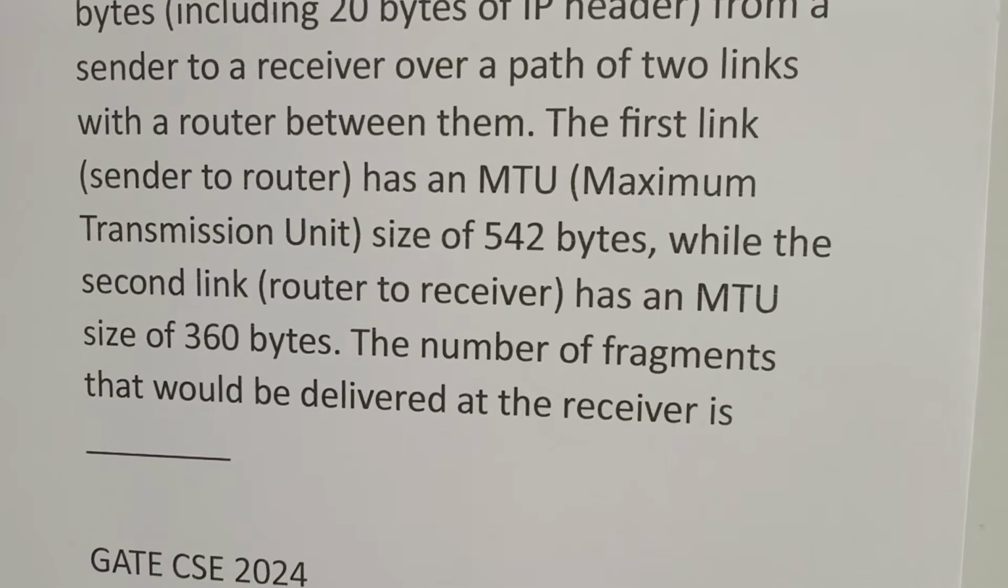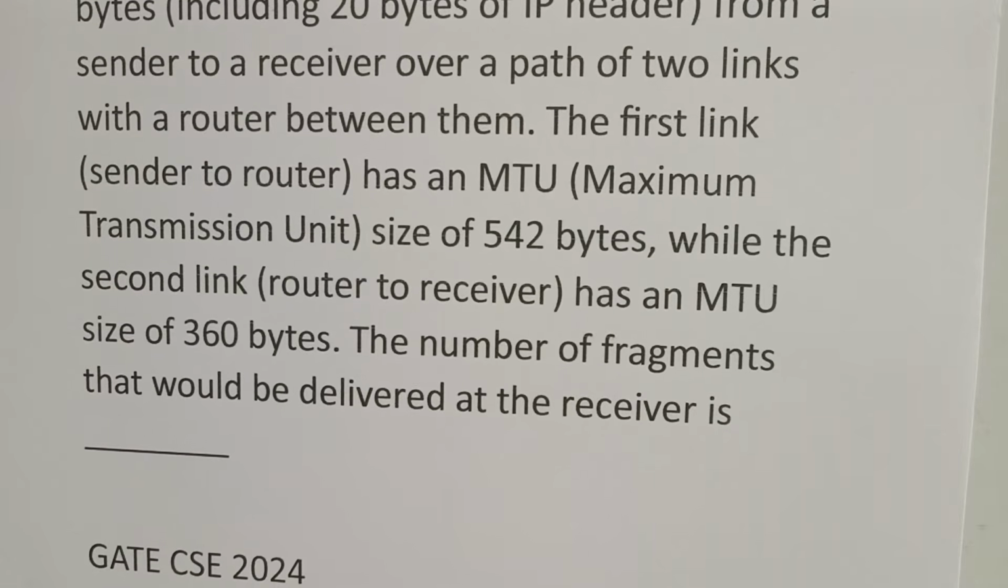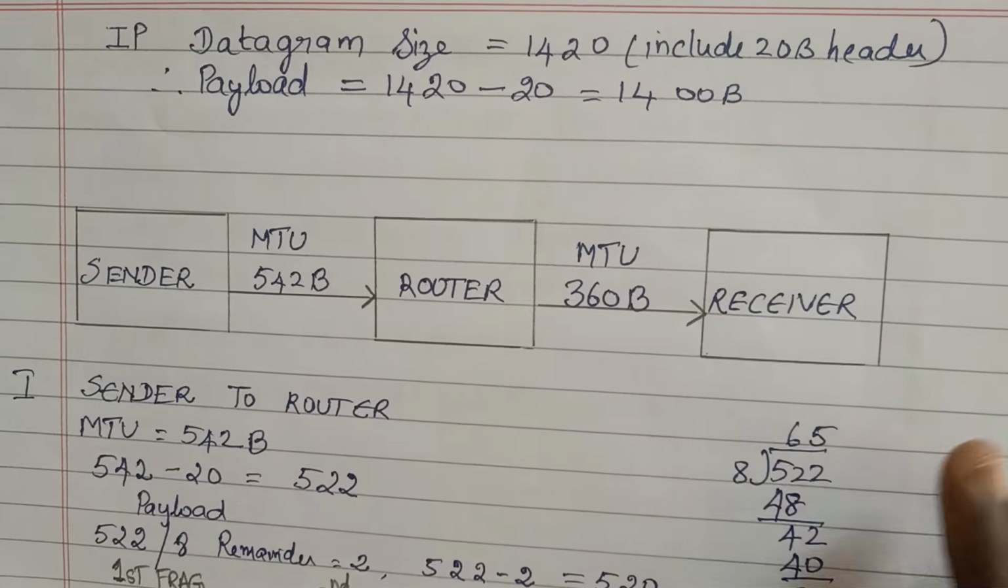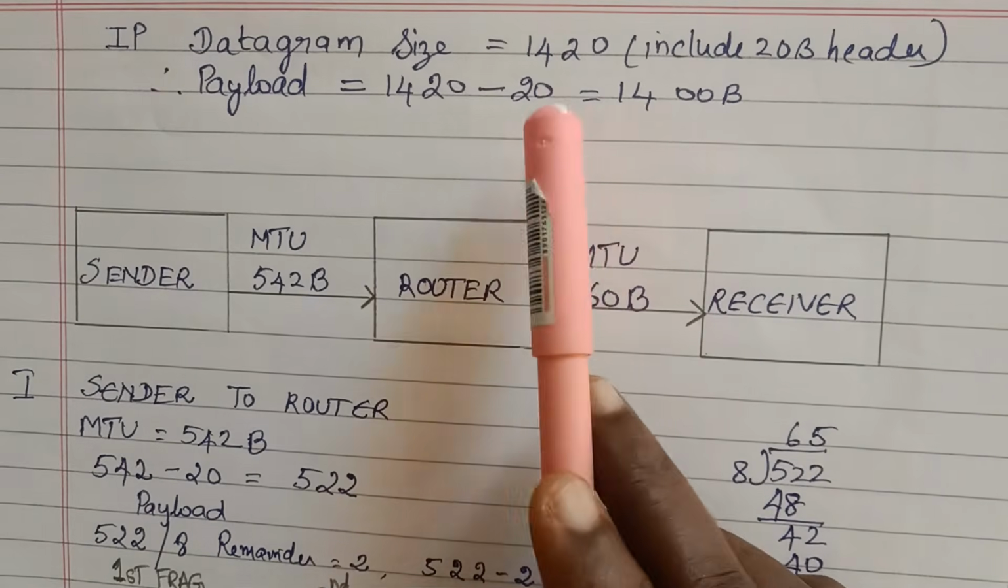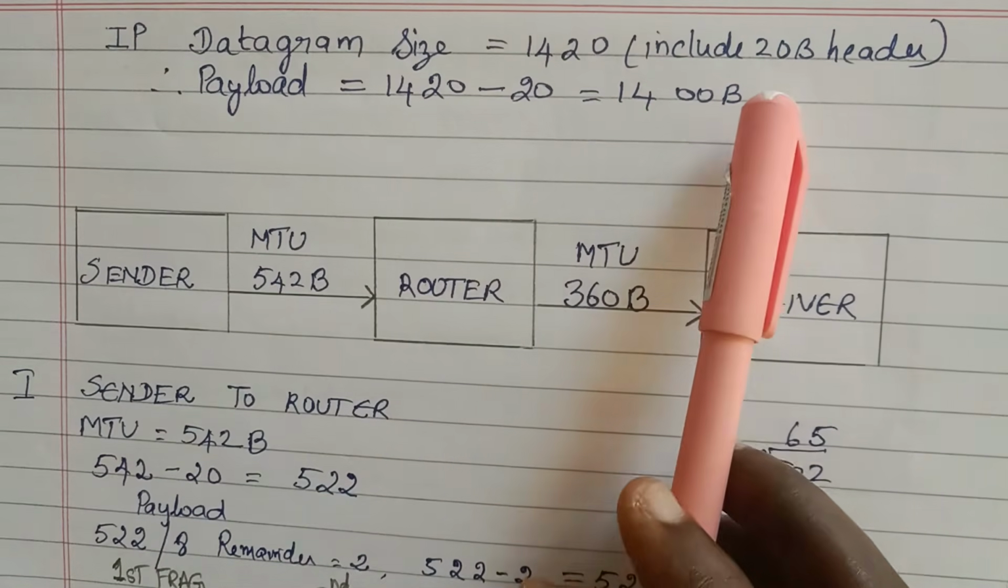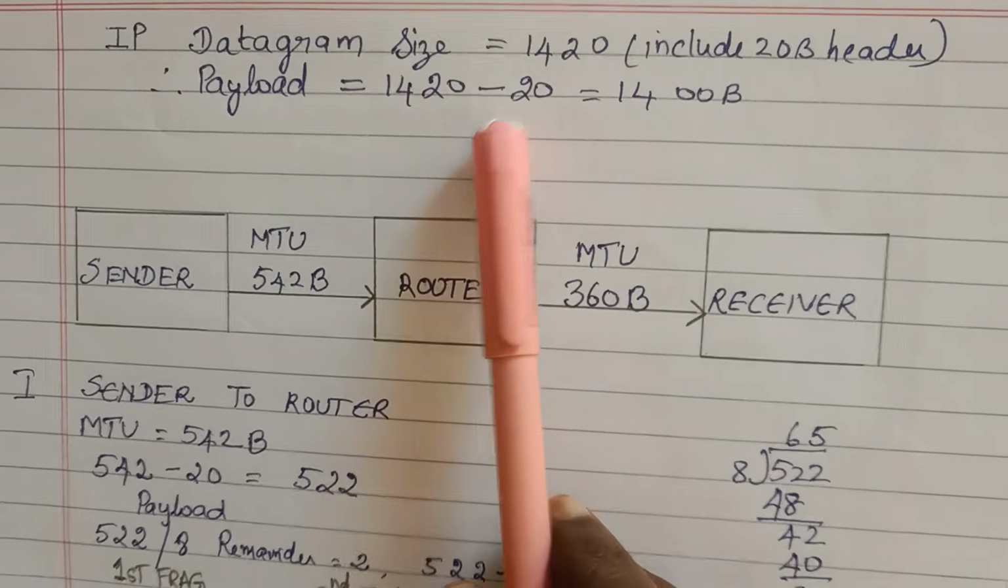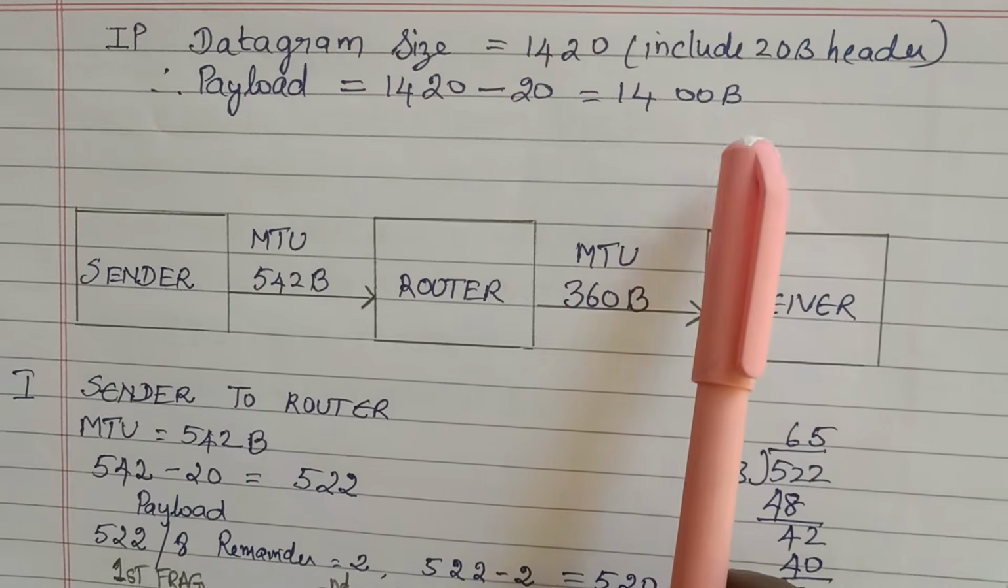So this is the question, a question in networks. It is a GATE Computer Science 2024 question. Let us see how we can solve this. Here they have given the datagram size 1420, which includes a 20 byte header. So the payload will be 1420 minus 20, which is 1400 bytes.